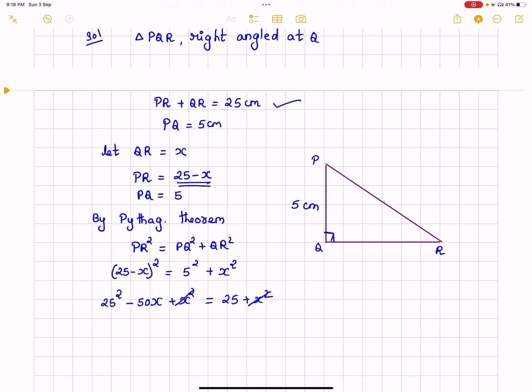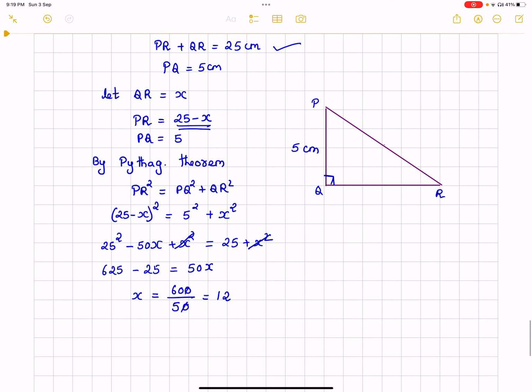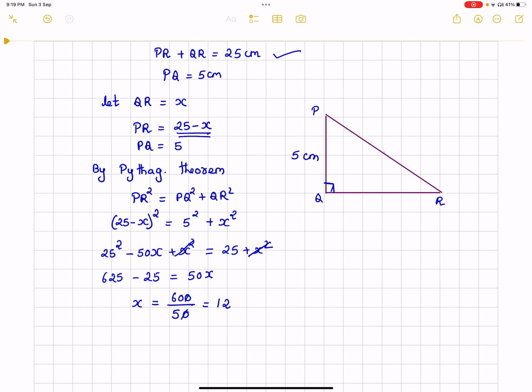The plus x square and plus x square get cancelled. We have 625, that is 25 square, and then minus 25 is going to be equal to 50x. Then x is going to be equal to 600 divided by 50, which is 12. So we found the x value. Now x is nothing but QR, so QR is equal to 12.